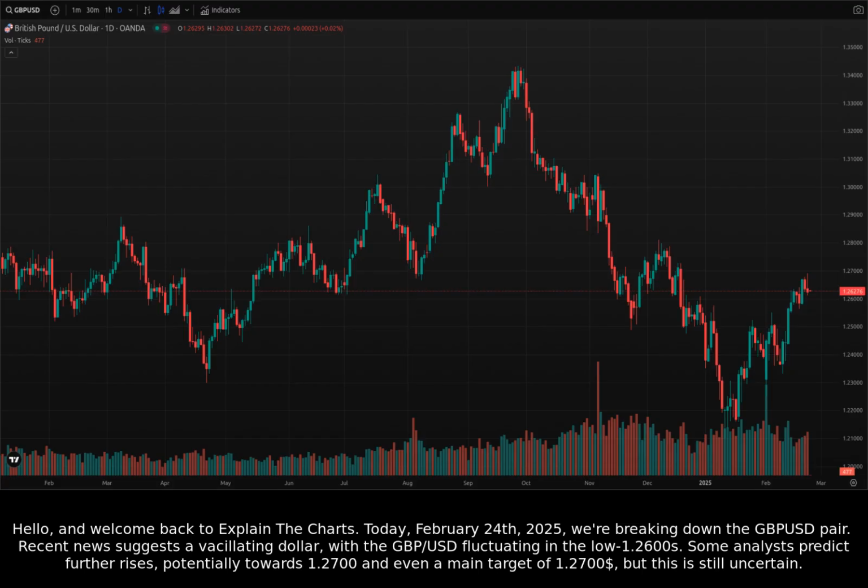Today, February 24th, 2025, we're breaking down the GBPUSD pair. Recent news suggests a vacillating dollar, with the pound sterling to US dollar fluctuating in the low 1.2600s. Some analysts predict further rises, potentially towards 1.2700 and even a main target of $1.2700, but this is still uncertain.